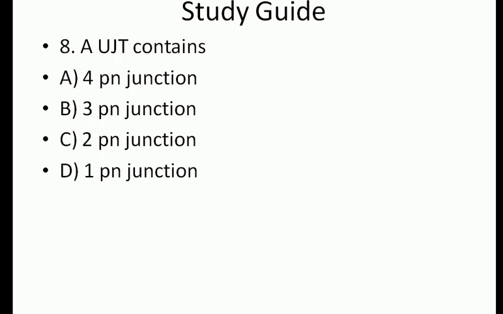What is the UJT? I have already told you earlier. This is base 2, this is base 1 and this is the emitter. UJT is a uni-junction transistor, and this uni-junction transistor has only one PN junction. It is already telling us that it has one PN junction. Uni means one, uni junction.